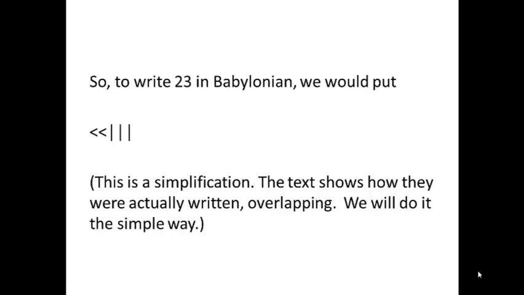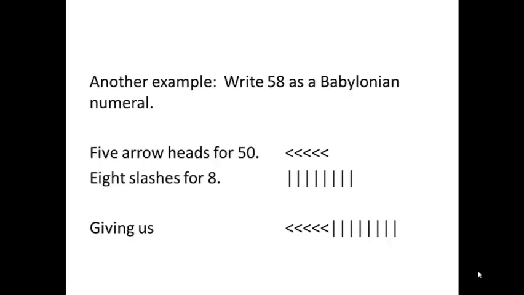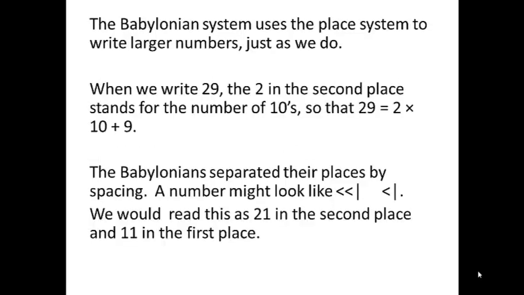This is a simplification. In real Babylonian life, these things are written overlapping so as to save space, and there is a picture in your text that shows how they really did it, but we're going to do this the simple way. Another example, if we wanted to write 58 Babylonian style, we would write 5 arrowheads, that's 5 tens for 50, and 8 slashes for 8, giving us that number.